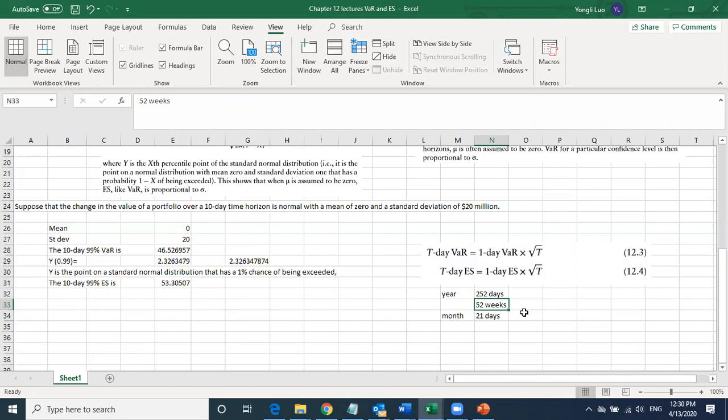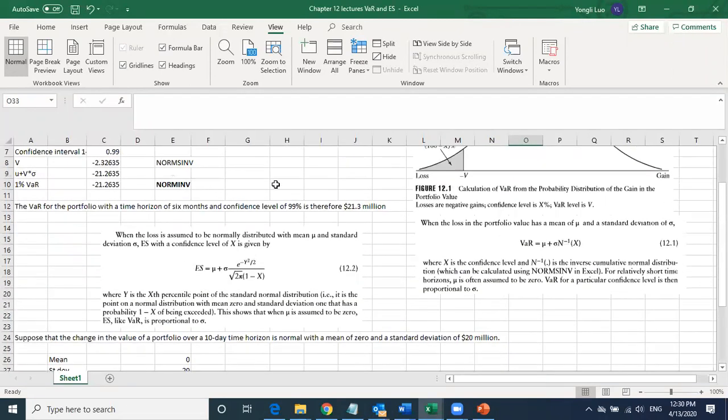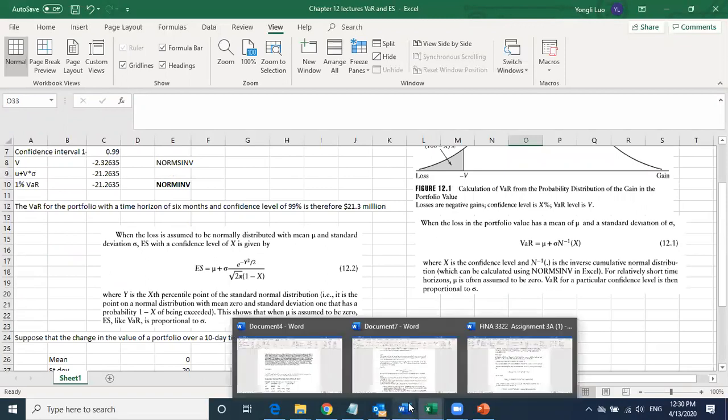Another number is for a month. 1 month, you will have 21 days, right? 1 week, you have 5 days. Those are the trading days. So we only count the trading days for T when you calculate the VaR and expected shortfall. Okay, any questions?